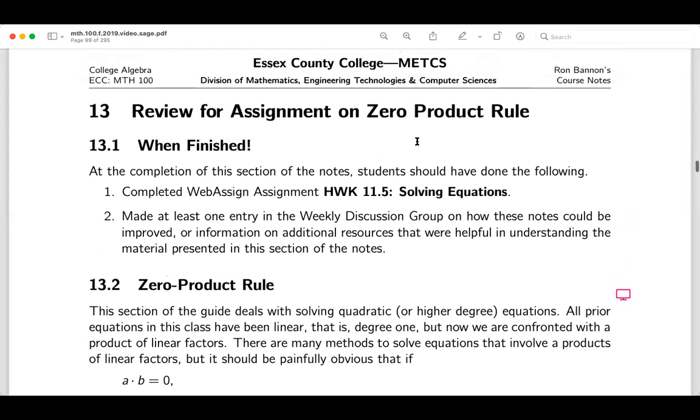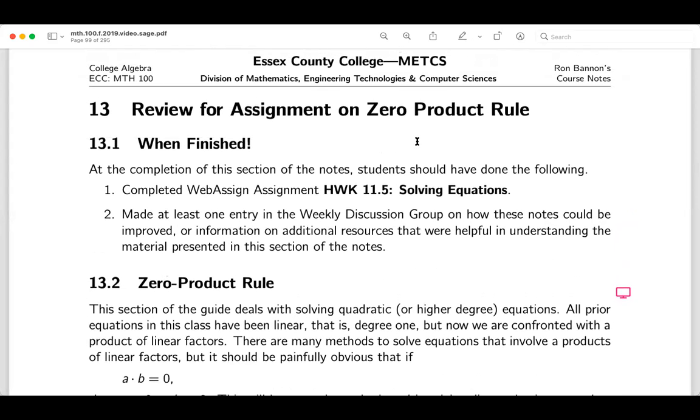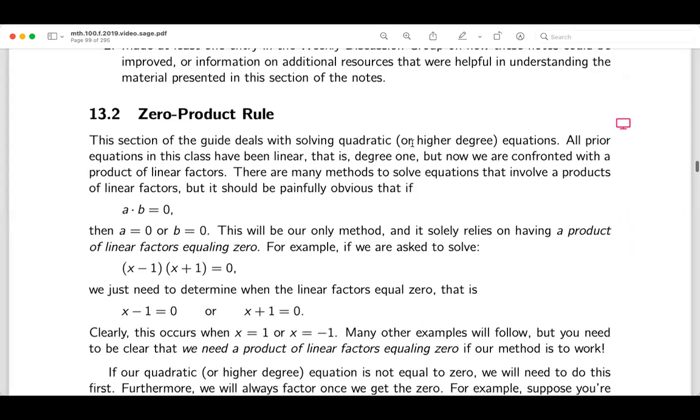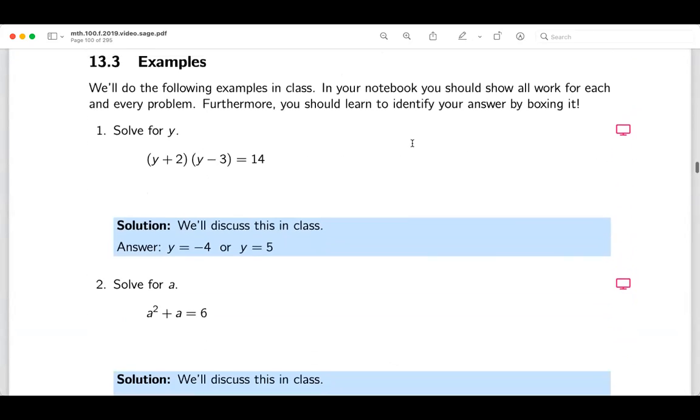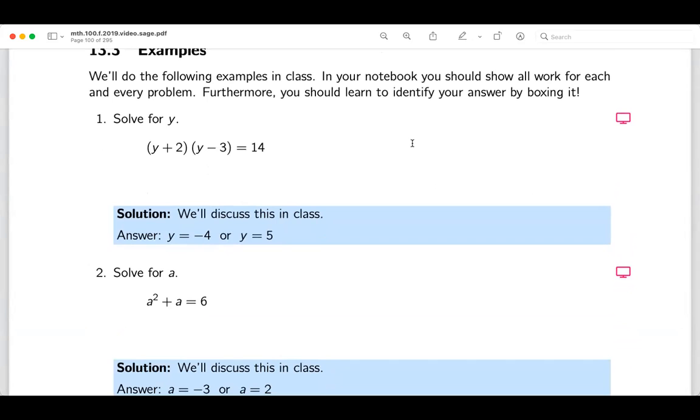Okay, we're in section 13 of the notes. That's on the zero product rule. We certainly covered the material in class. We went through what the zero product rule is and how to use it. We did examples. The examples that we did were done in class or were thoroughly done.